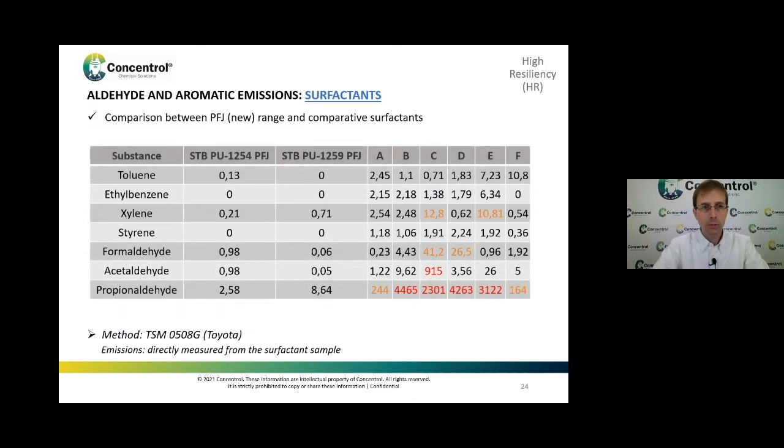In the next table, we summarized the results of the aromatic and aldehyde content of two of the new PFJ surfactants, STBPU 1254 and STBPU 1259 PFJ, and a comparison made with 6 different surfactants that were used for comparative purposes. We can see that in most cases, the values are very low for all the stabilizers, but some values, especially formaldehyde and above all propionaldehyde, have a tendency to be higher than the values obtained with the new PFJ references.